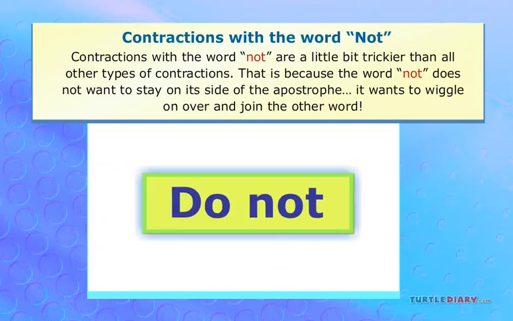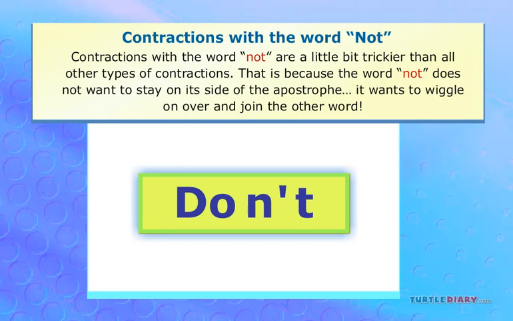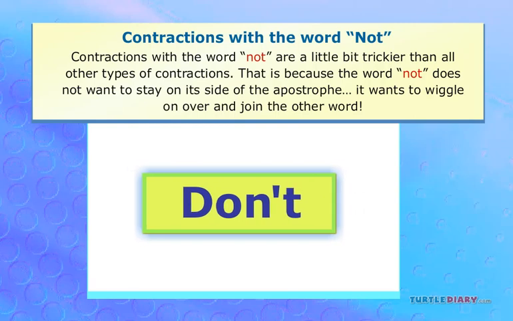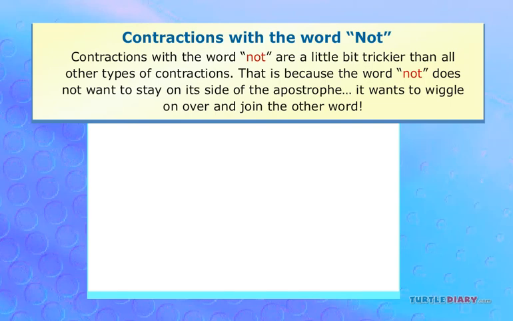Do not. To form this contraction, we're going to cross out the O in not and replace it with an apostrophe. Then, we're going to condense the words together so they form one word. Contracted form equals don't. Let's try it with some other examples. Remember to remove the O and bring the N to the opposite side of the apostrophe.